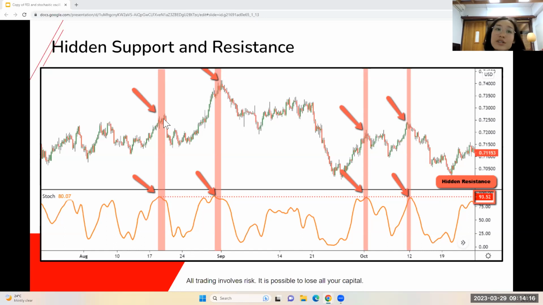Over here in the first column, you can see price made a higher high, whereas on our stochastics, the swing high remained at the same level. It's a horizontal line here at the 93.52 level. Similarly, on our second level, price made a higher high. However, on our stochastic, it shows the same level. So this is what we call a hidden resistance.